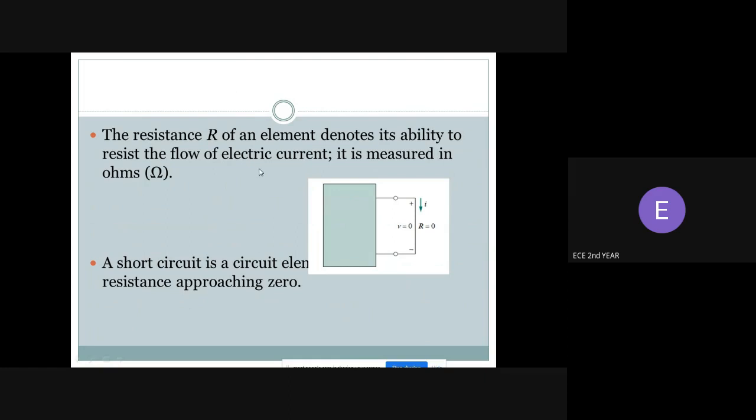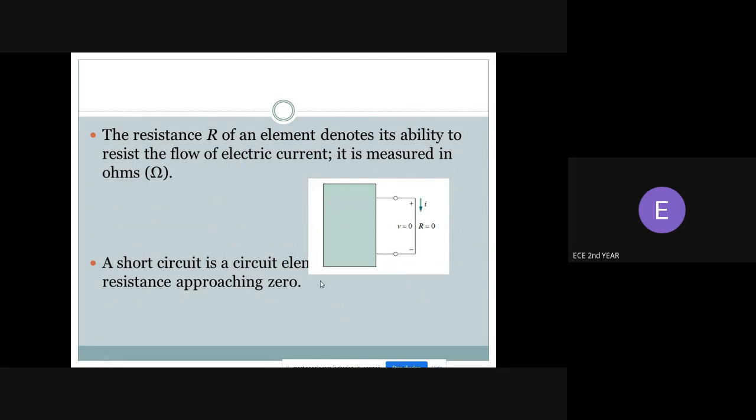The resistor R denotes an element's ability to resist the flow of electric current. It is measured in ohm. The resistance is the ability of an element to oppose, or resist, the flow of electric current.